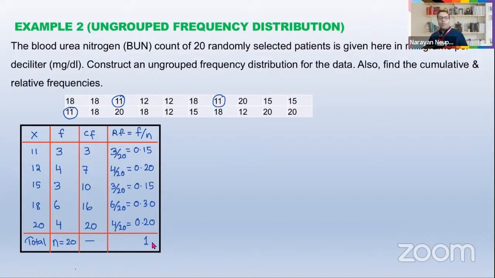As you can see, the data size is small here. We just have 20 of them. With a small data size, we make the frequency distribution like this. This is a small frequency distribution, which is ungrouped. We don't use any grouping here. That's why this is called the ungrouped frequency distribution.